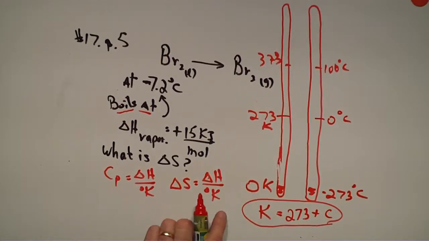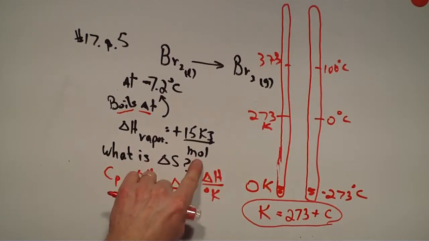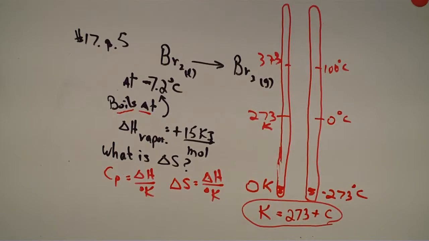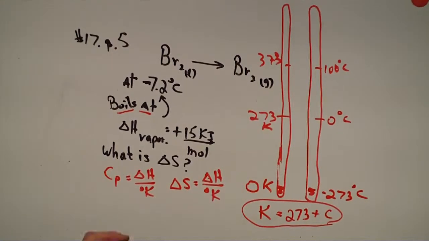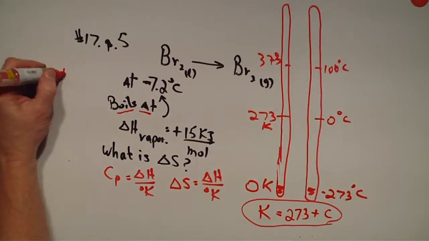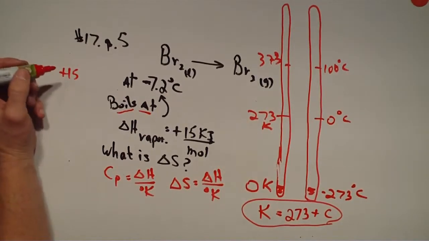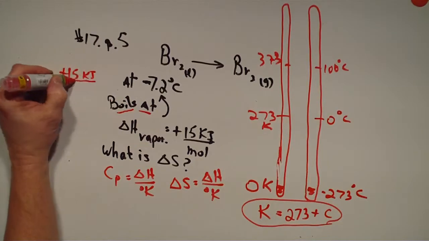Okay, then to answer this question, we just have to plug in the numbers really. We've got, this is the delta H per mole. And so this is for 1 mole. I'm just going to plug in that number then for the delta H. And I get this, positive 15 kilojoules per 1 mole.